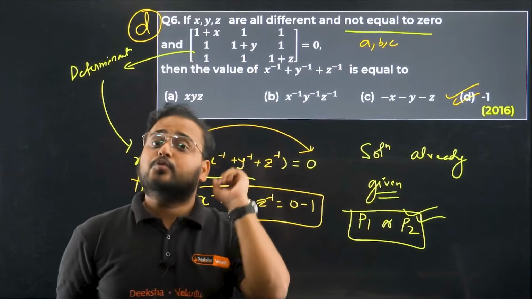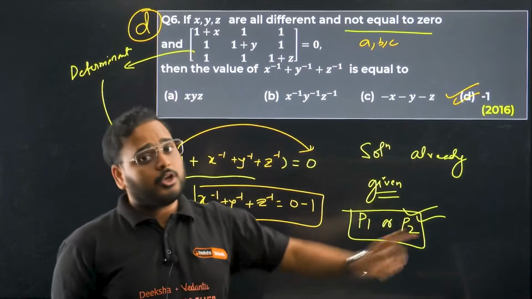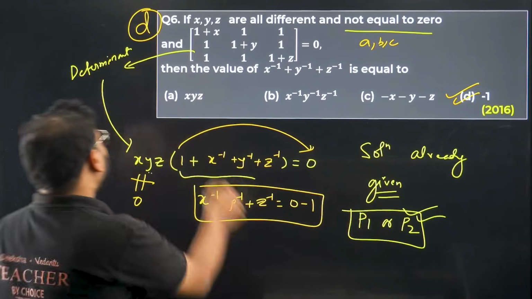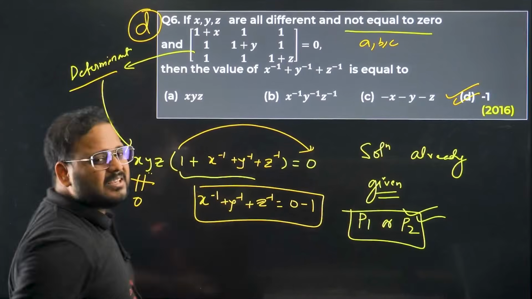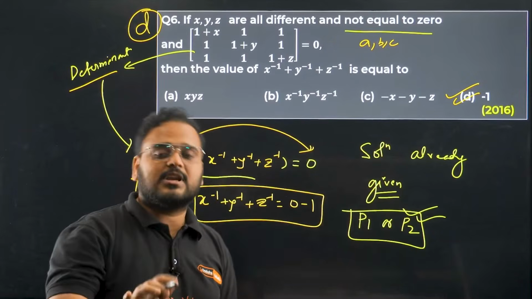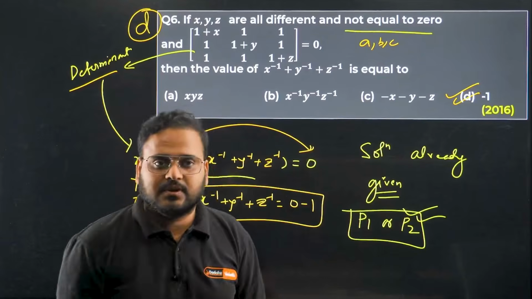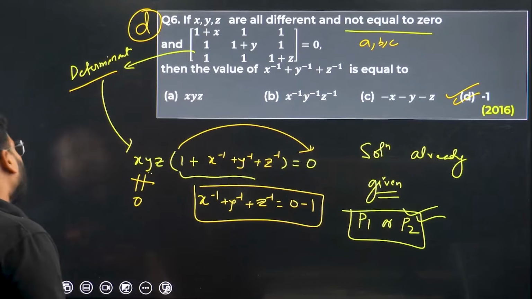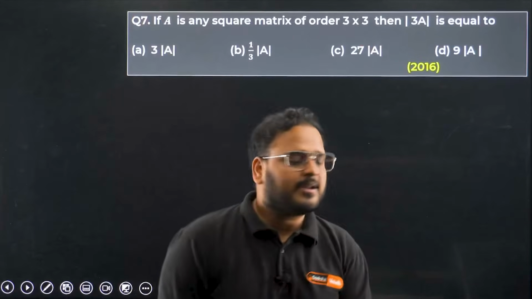For all of you who have joined and attended those 2 sessions, you'll know how to solve this question. Simply find the determinant, then take common of the things, and you'll get the answer as -1. Option D is correct. Will you do this much? If you still can't do it, let me know. I'll do it again in the other session. Okay, so the sixth one is done. Question number 7 now.